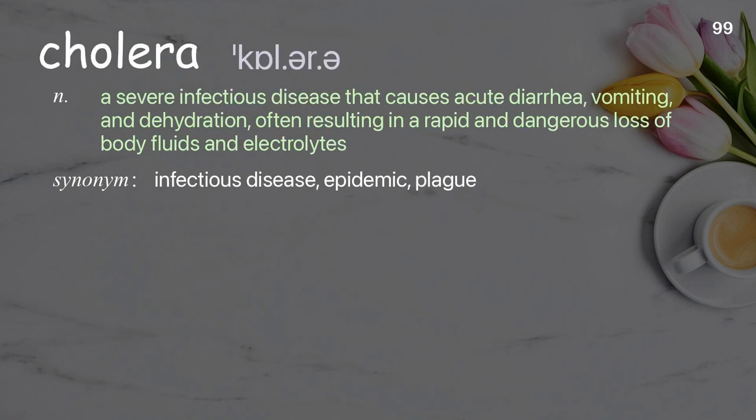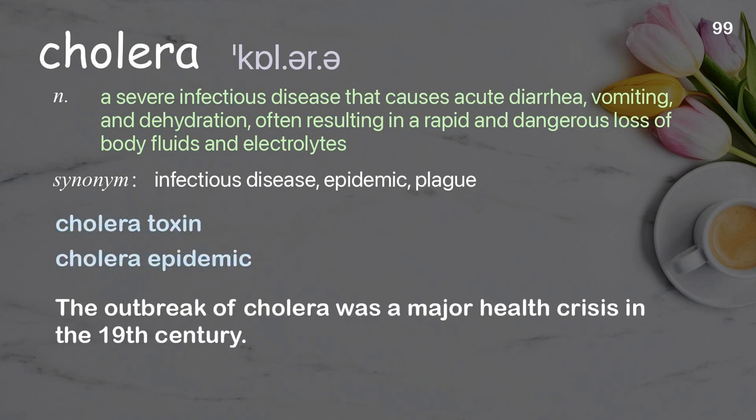Cholera: a severe infectious disease that causes acute diarrhea, vomiting, and dehydration, often resulting in a rapid and dangerous loss of body fluids and electrolytes. Examples: cholera toxin, cholera epidemic. The outbreak of cholera was a major health crisis in the 19th century.